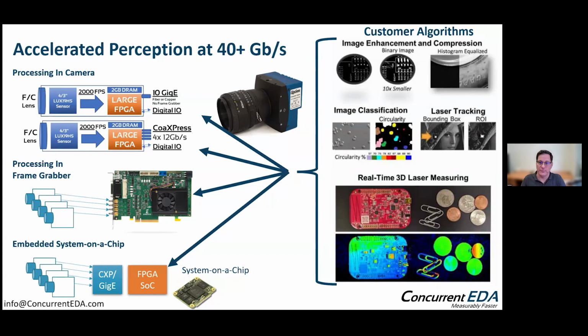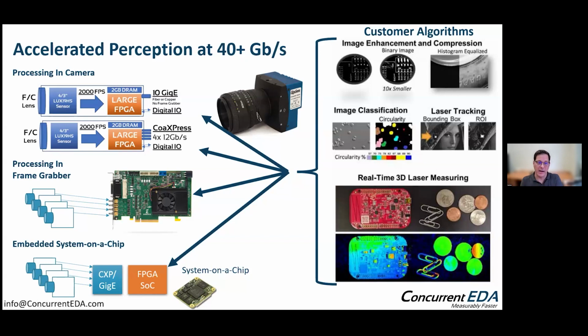Or if you're doing full 3D metrology, in this case we took a laser line, measured the height of the laser, and then turned that into a colorized height map. You can see that some of the coins are a little bit higher than the other ones. In the paper clips, you can see colors, and color has been added to show height.